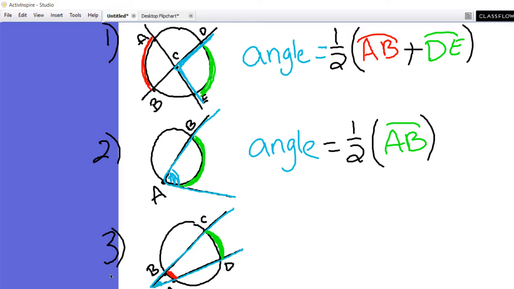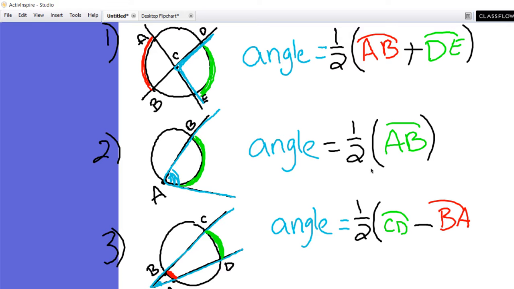Our formula for this is angle equals 1/2 arc CD minus arc BA. Those are the three formulas that we're going to be using. Every time that we solve a problem, we're going to match it to one of our formulas. So we're going to get started.